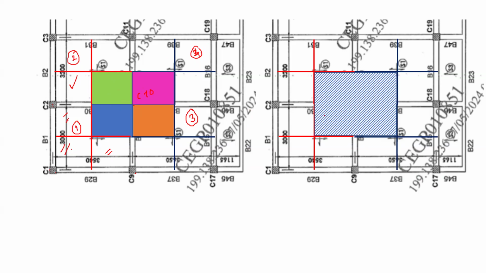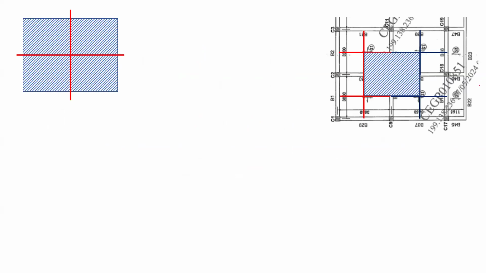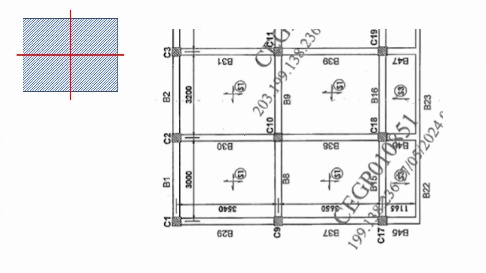Around C10, now what are the dimensions? I have taken this hatched portion to a larger scale on this side. Now you can see we have this column C10 and slabs 1, 2, 3, 4. Now we will go with this distance, half of this. You will understand this quarter: 3540 divided by 2 comes to 1770 millimeters. This portion we are considering first.